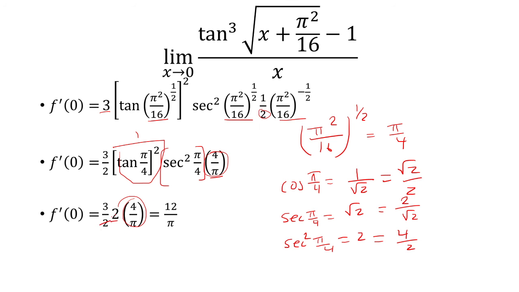Now, these 2's are going to cancel, and you have 3 times 4 is 12, and pi in the denominator. So the answer to this limit will be 12 over pi.